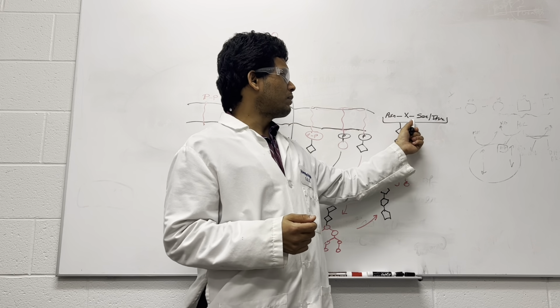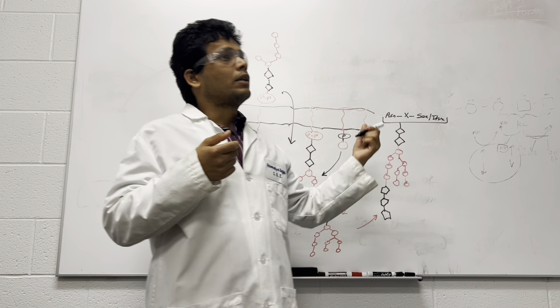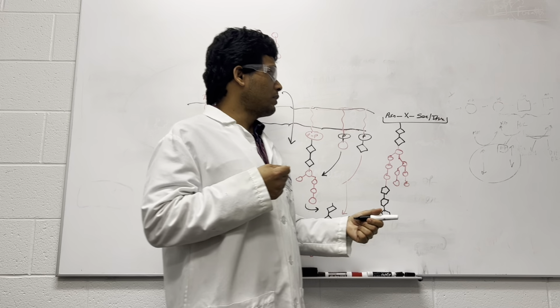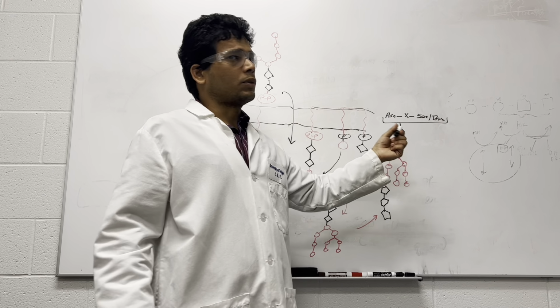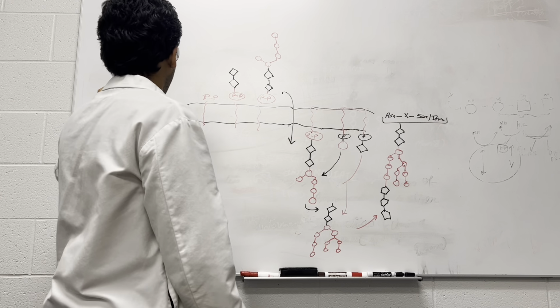This is the sequence: asparagine, any amino acid except proline, and then serine or threonine, and it should bind with this N-acetylglucosamine. Okay, so now let's start our topic, that is N-glycosylation.